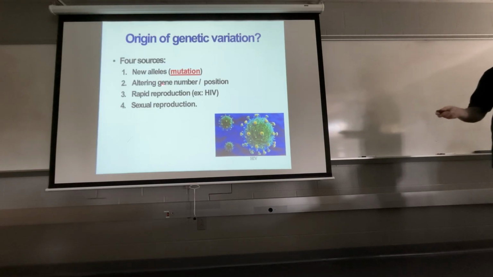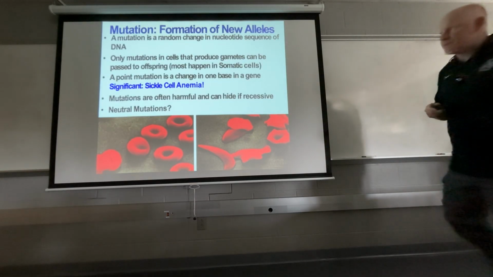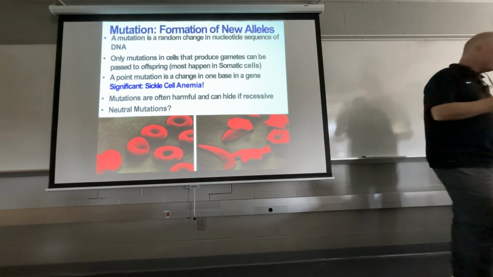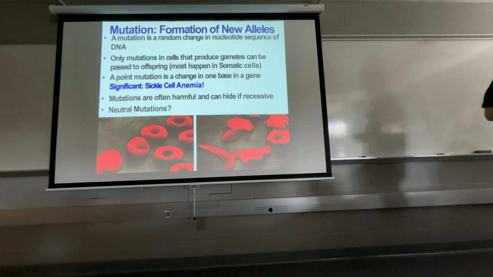So let's take each of these. I have a slide for each of these four sources. So mutation is the way we get new alleles. Mutation is pretty random, and it's a random change in nucleotide sequence that escapes our proofreading.